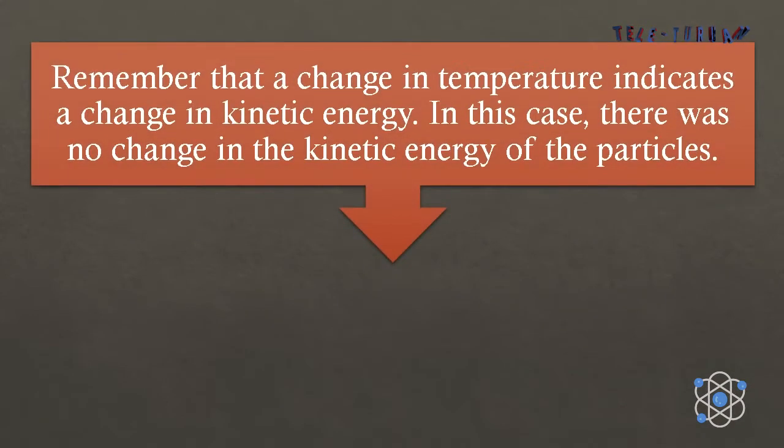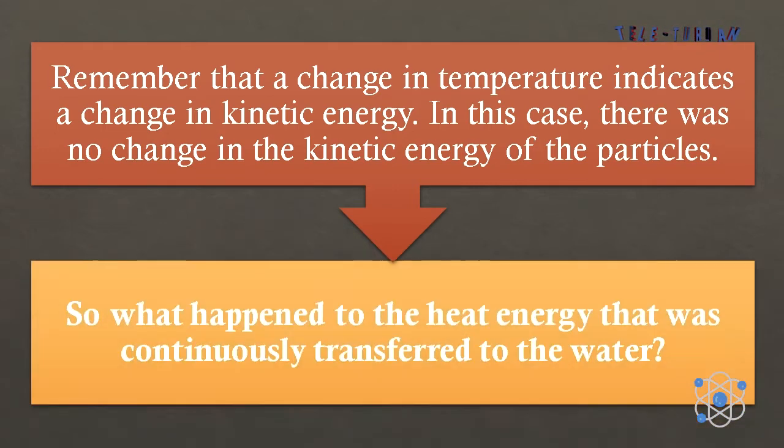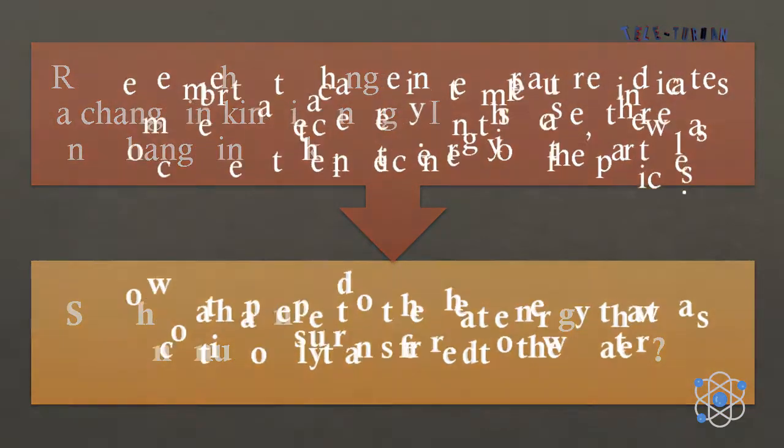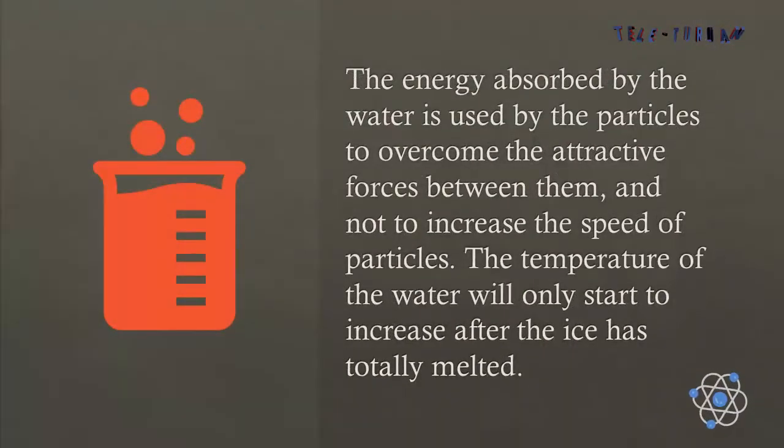Remember that a change in temperature indicates a change in kinetic energy. In this case, there was no change in the kinetic energy of the particles. So what happened to the heat energy that was continuously transferred to the water? The energy absorbed by the water is used by the particles to overcome the attractive forces between them and not to increase the speed of particles. The temperature of the water will only start to increase after the ice has totally melted.